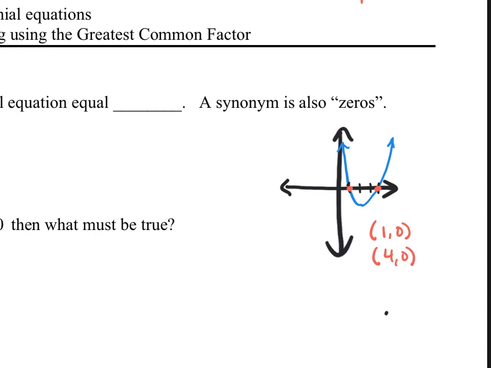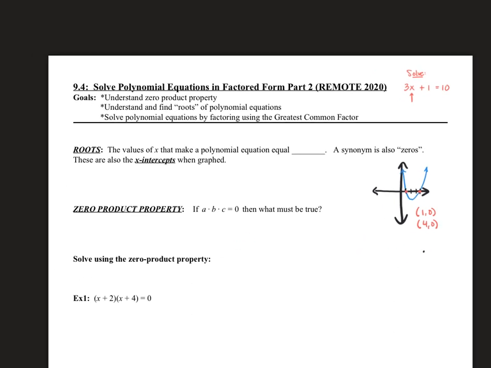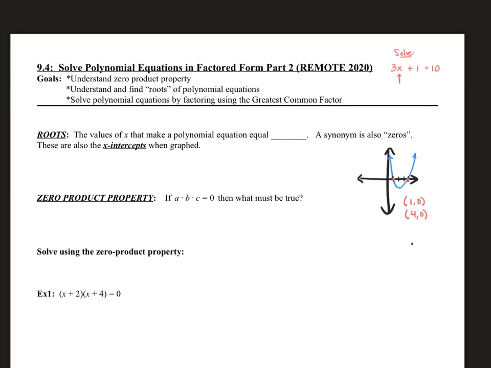Since we're focusing on x-intercepts, and x-intercepts always occur when y is 0, that's what our solution to a polynomial equation is going to be. A synonym for solution, the more common word that you hear a lot, is roots. Roots are the values of x that make a polynomial equation equal 0, and having it equal 0 is going to be a big thing. You might also hear zeros, and they're also the x-intercepts when graphed.